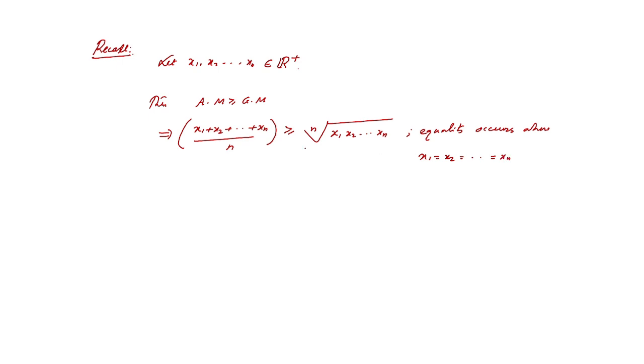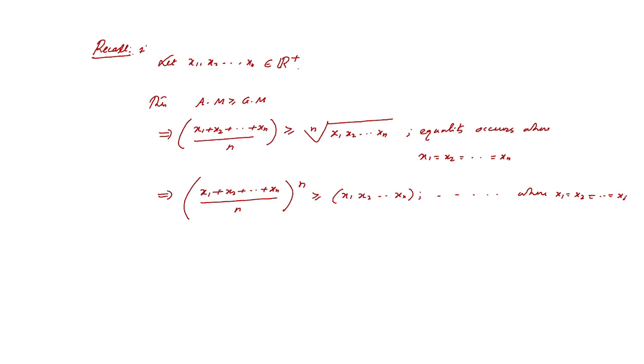Otherwise you will see strictly greater than, and that we can write ((x1 plus x2 plus dot dot xn) by n) whole to the power n greater than or equal to x1 x2 xn, that product. Equality holds when x1 equals x2 dot dot dot xn. So this is basically our recall one.